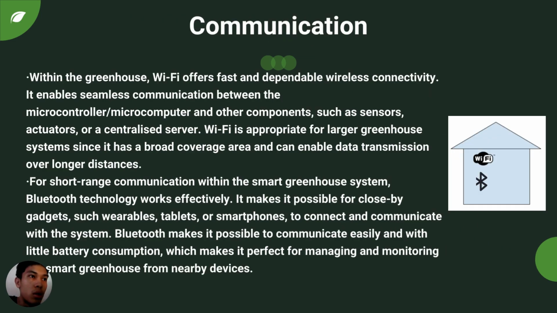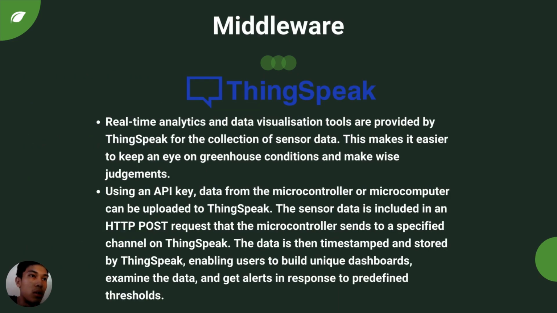Next, communication. In this greenhouse, we use Wi-Fi and Bluetooth. Wi-Fi offers fast and dependable wireless connectivity. It enables seamless communication between the microcontroller and other components such as the sensors, actuators, and or a centralized server. And Bluetooth technology works effectively in this project. It makes it possible for close-by gadgets such as wearables, tablets, or smartphones to connect and communicate with the system. The middleware is ThingSpeak.